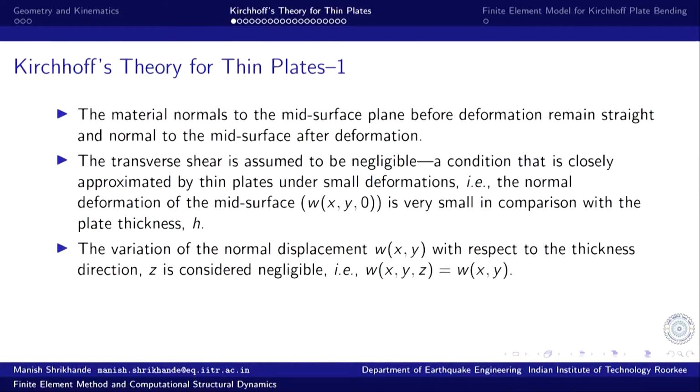So, when this transverse shear is negligible, if we consider the transverse shear to be vanishing, then it allows us to have a spatial constraint on the deformation. And of course, the variation of normal displacement with respect to thickness is 0. So, there is no variation.